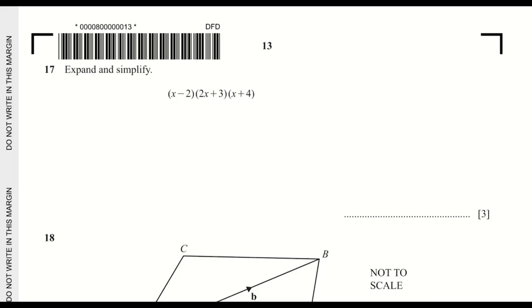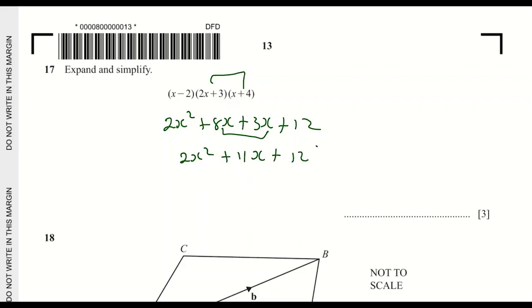Question 17. We need to expand this. Let's expand these two first. The expansion will give you 2x squared plus 8x plus 3x plus 12. We can simplify this to give you 2x squared plus 11x plus 12. Then let's expand it with x minus 2 again. This will give you 2x cubed plus 11x squared plus 12x.